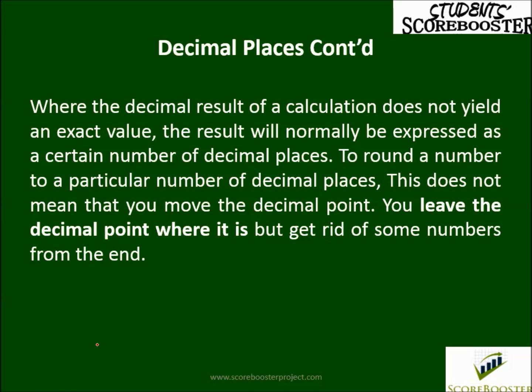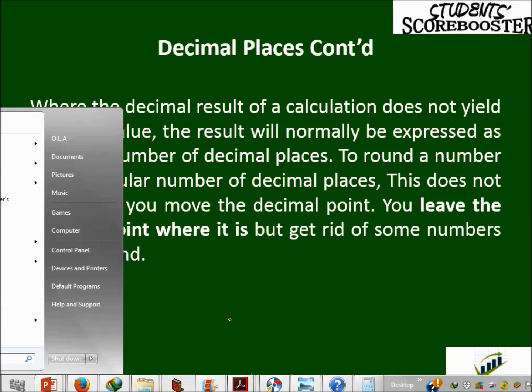Where the decimal result of a calculation does not yield an exact value, the result will normally be expressed as a certain number of decimal places. To round a number to a particular number of decimal places does not mean that you should move the decimal point. You leave the decimal point where it is, but get rid of some numbers from the end.